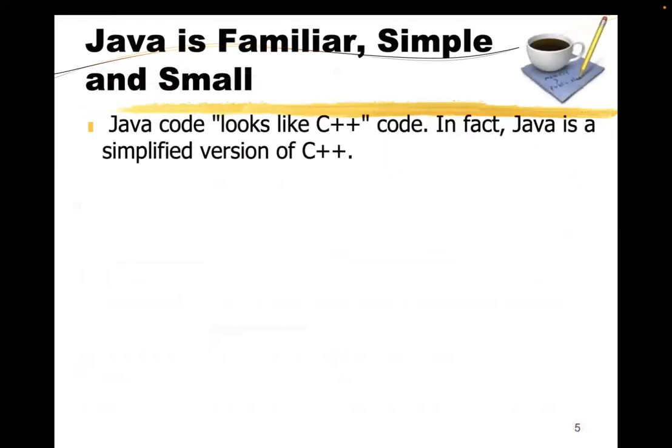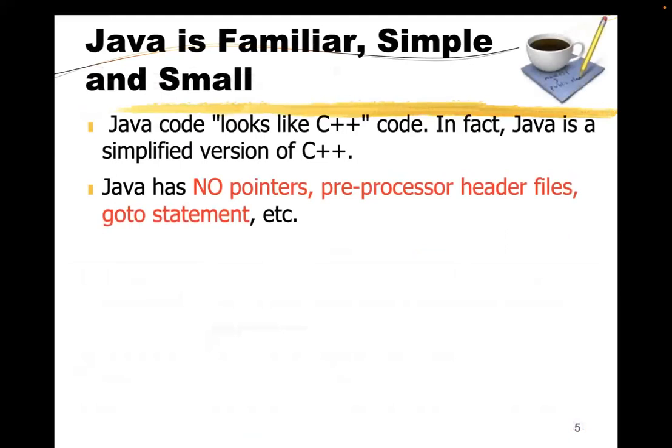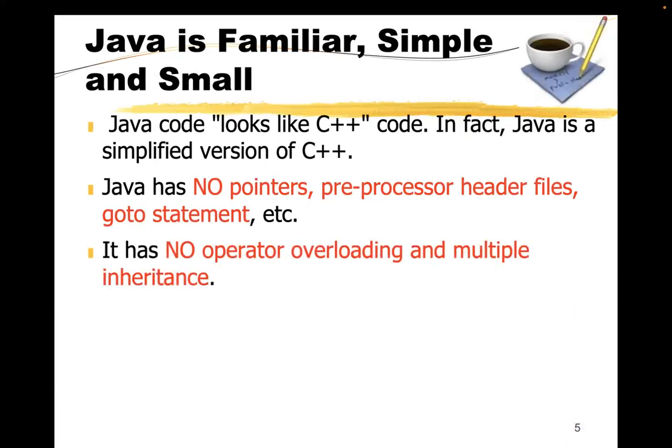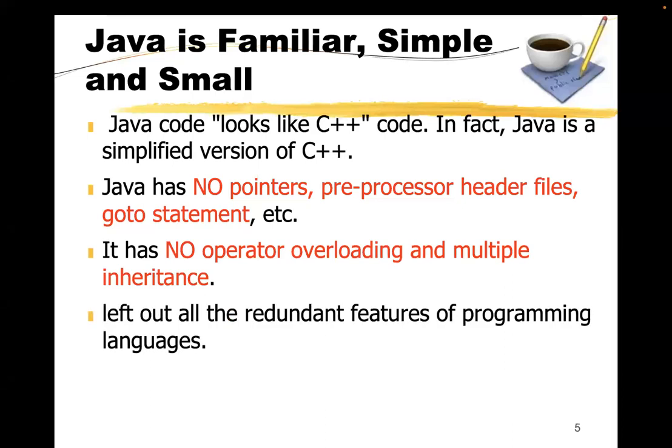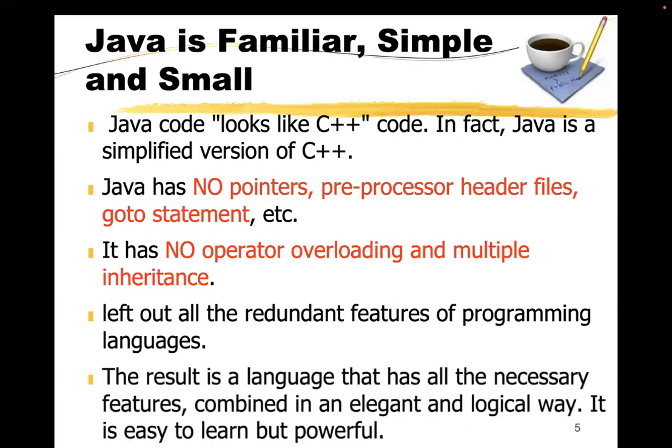Therefore, Java code is simple and small because it's familiar. Java code looks like C++ code, because it's a simplified version of C++. Java has no pointers, no header files, no goto statements, and no operator overloading or multiple inheritance. Also, Java has removed the redundant features of other programming languages. That's why it has become a high-performing programming language.